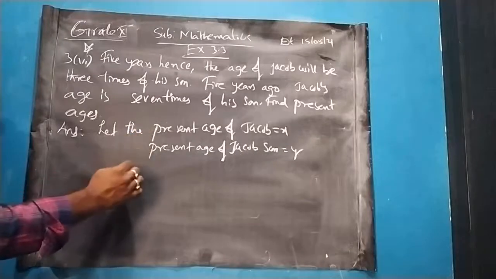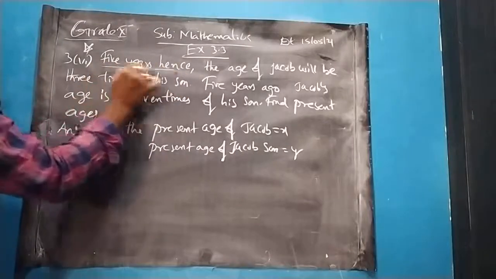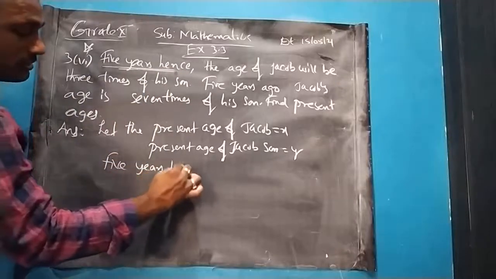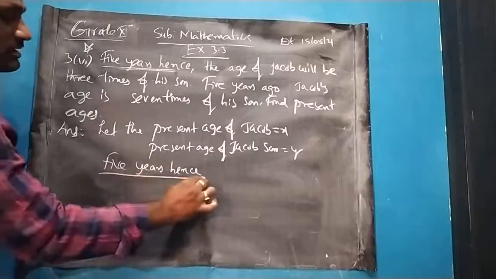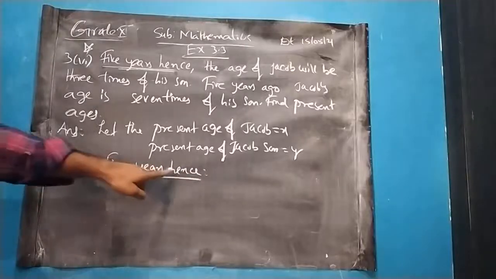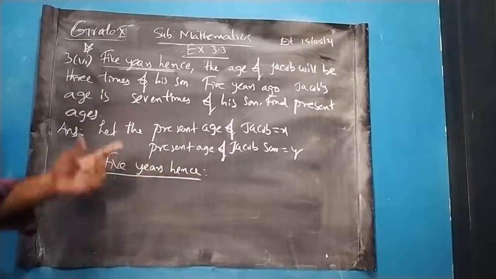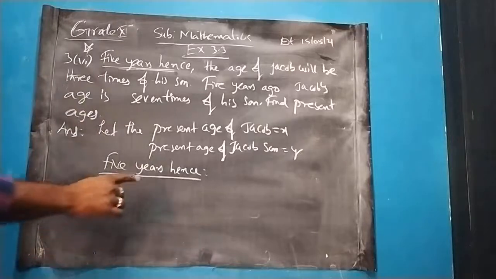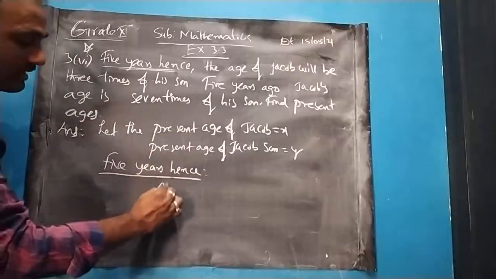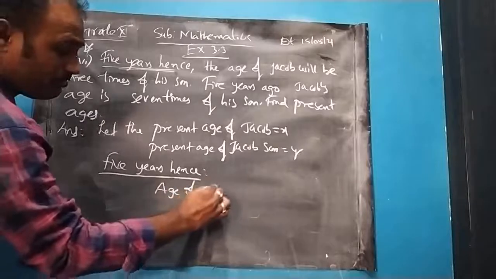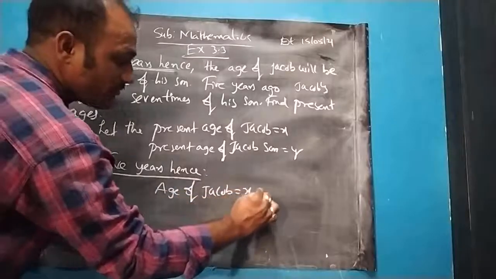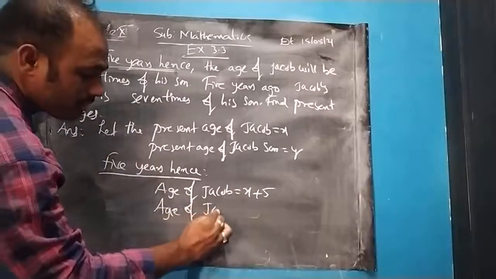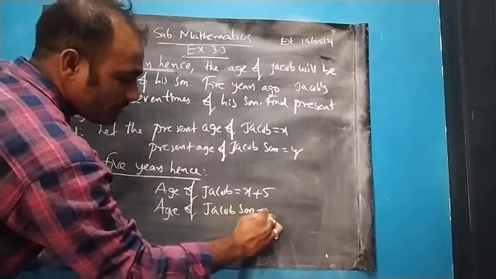So the first concept is talking about 5 years hence. What is the meaning of 5 years hence? It means after 5 years. We can call the word hence in mathematics, in ages questions, as after 5 years. After 5 years, what will be the age of Jacob? Now you see me. The age of Jacob will be X plus 5. Next, the age of Jacob's son will be Y plus 5.